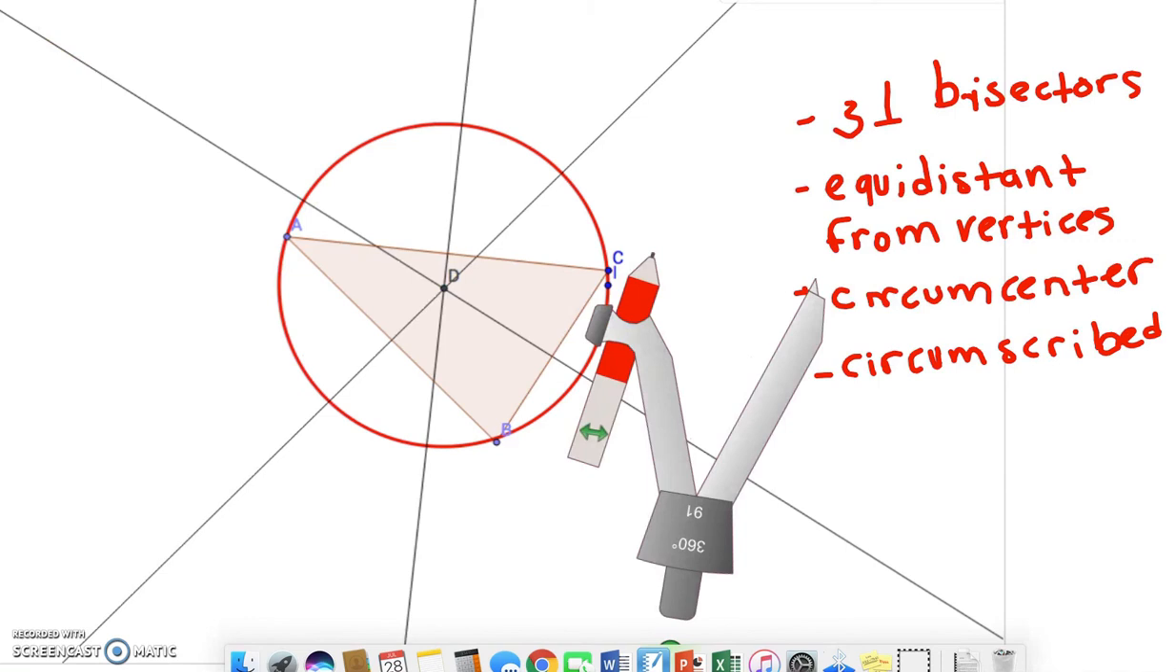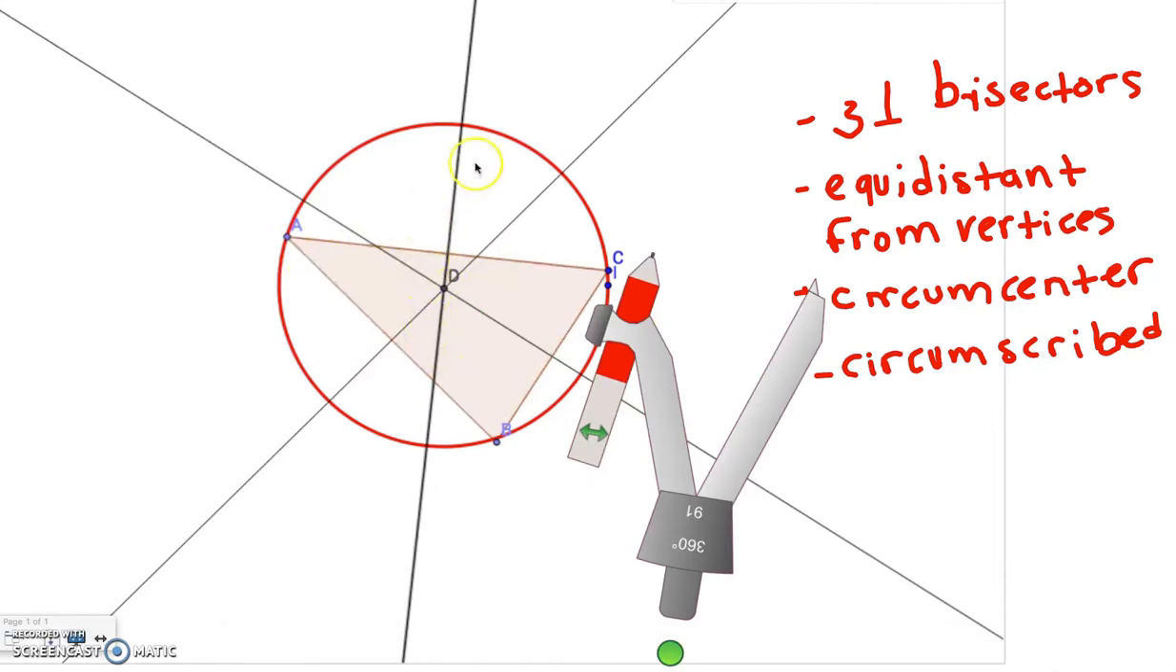So three things here that we finally got. When we have three perpendicular bisectors, the vertices are equidistant from the circumcenter, okay? From the circumcenter. Remember, D here is our circumcenter. D is our circumcenter. And then we can have a circumscribed triangle in there, okay? So there it is.